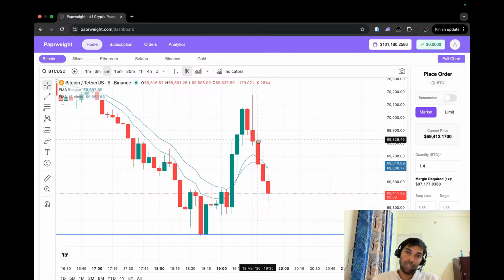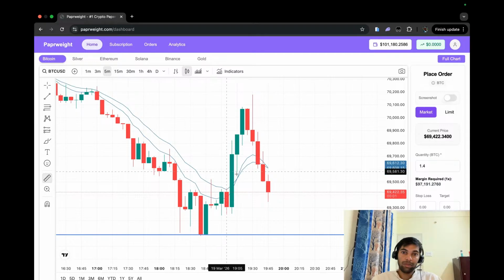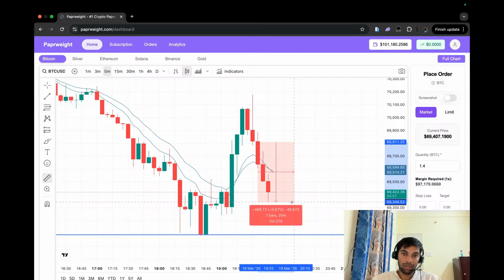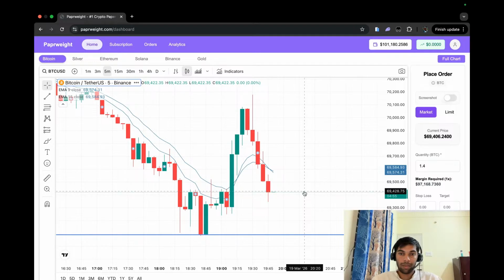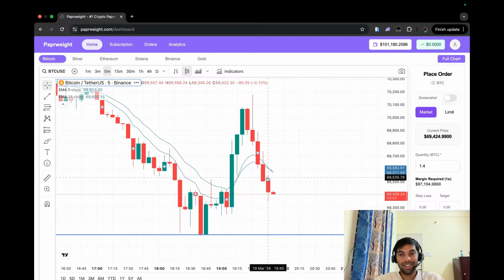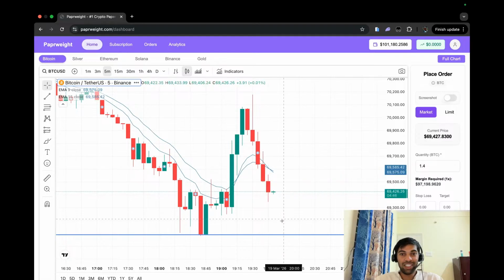Although anyone who jumped after this candle, I have respect for them. They are doing great. See, it's not giving any chance to new sellers to join, going in the downward direction, a single move.